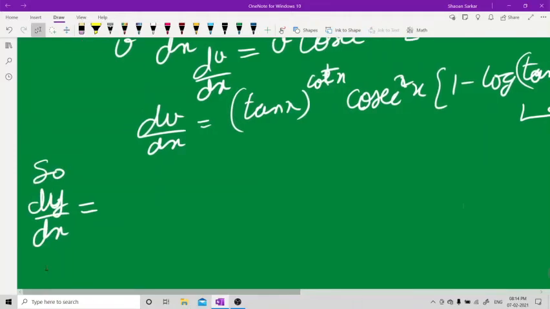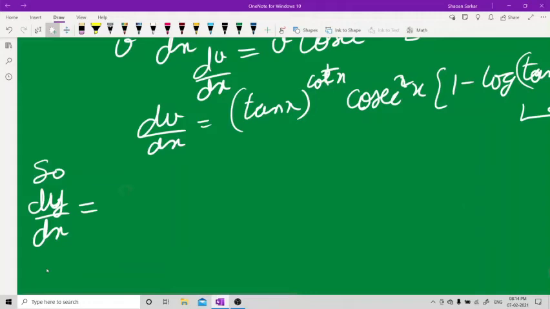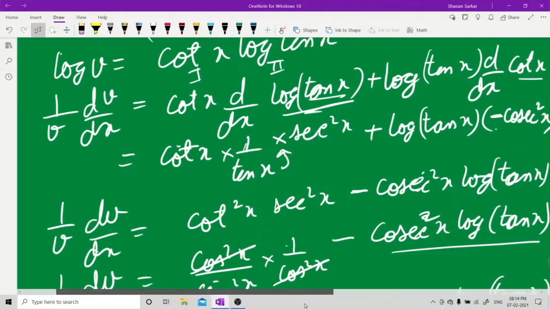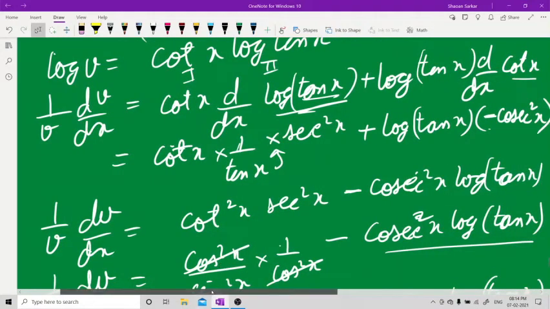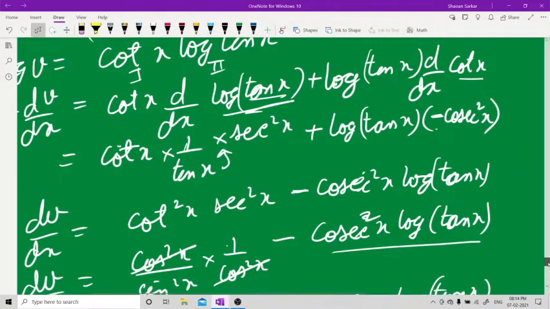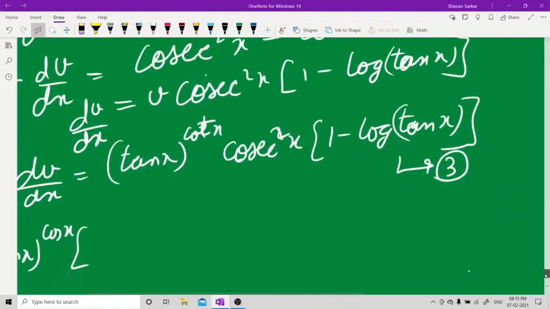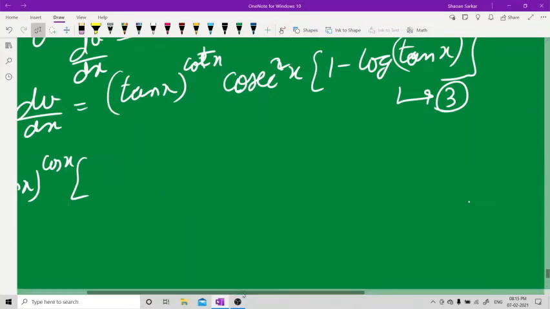Dy by dx is sine x to the power of sine x to the power of cos x. Then you had, I think, let me check this here. Yes, du dx is sin x with cot x cos x sin x log sin x. Okay, cot x cos x. Wait, it takes time to copy. Cot x cos x.